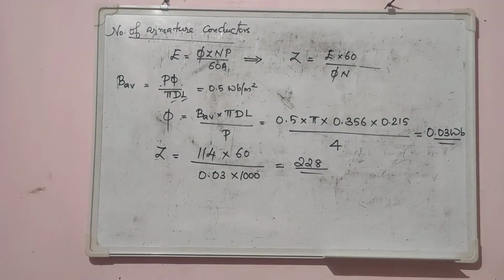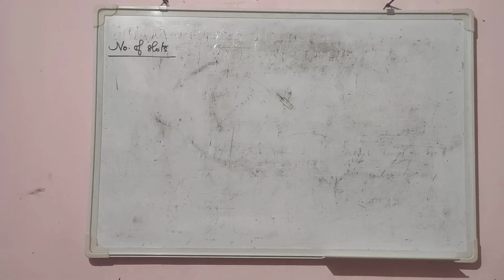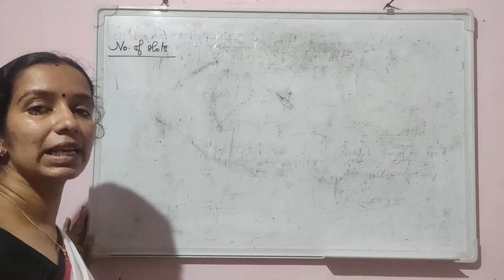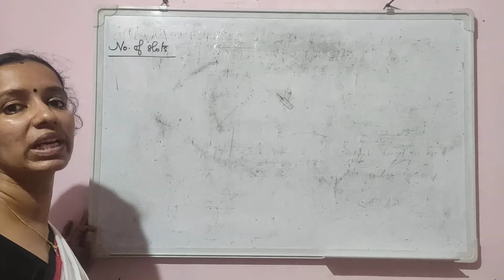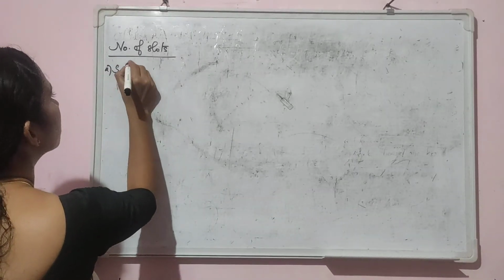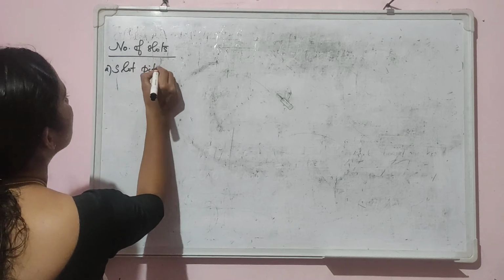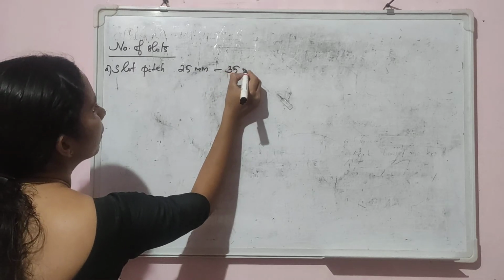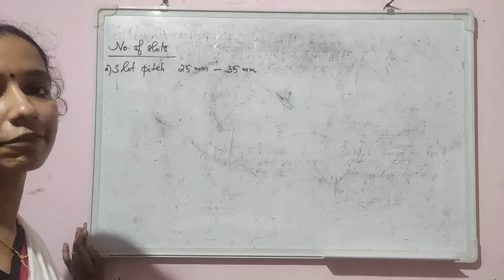So far we have found out the type of winding to be used and the number of armature conductors. So now let us calculate the number of armature slots. For calculating the number of slots, we have some guidelines. And the first guideline was the slot pitch should lie in between 25 mm to 35 mm. Okay, let us use that guideline first.